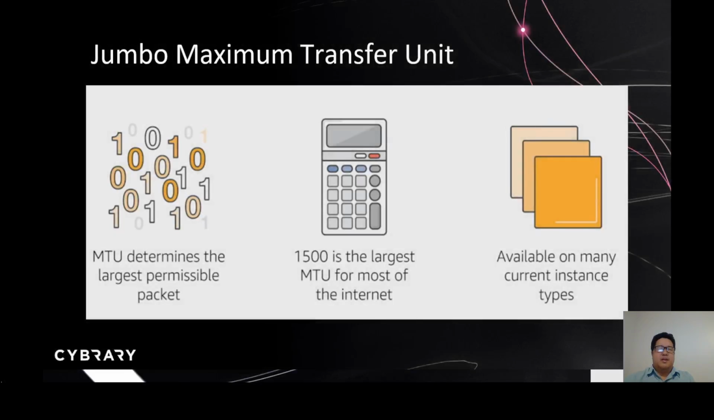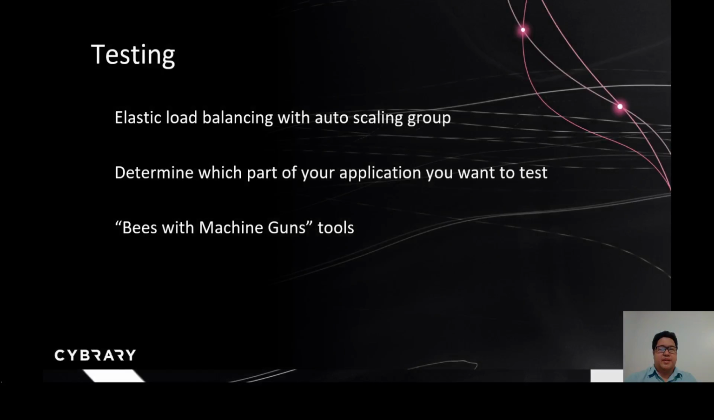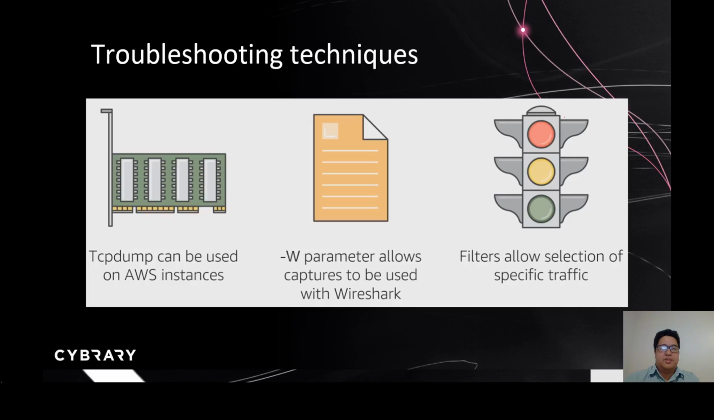One such thing in optimizing is the jumbo maximum transmission unit. In this method, the maximum transmission unit determines the largest permissible packet, and it also selects the largest MTU available for most internet paths. Testing: Elastic Load Balancing with Auto Scaling group. And what are the other troubleshooting techniques? These are tcpdump, which can be used on AWS instances, the -w parameter, which allows captures to be used with Wireshark, and filters, which allow selection of specific traffic.